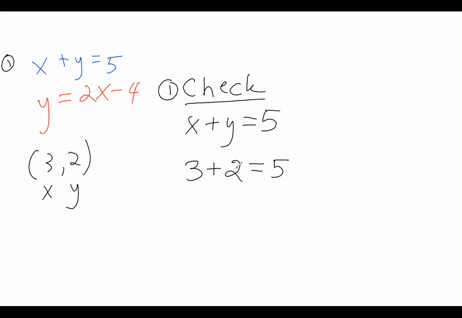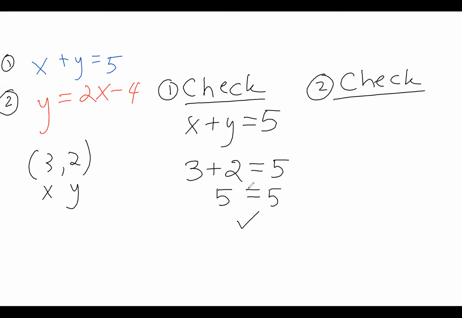So now let's check if that actually is true. 3 plus 2 is 5. 5 equals 5. Yes. So my solution checks in the first equation. Now we have to check in the second equation. So I'm just numbering that equation number 2. You need to be careful about checking in both equations. If it works in one but not in the other, you might have missed a mistake at some point. So it is important to check both. So that's what we'll do next.